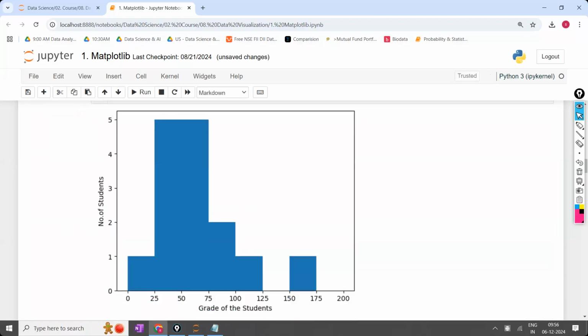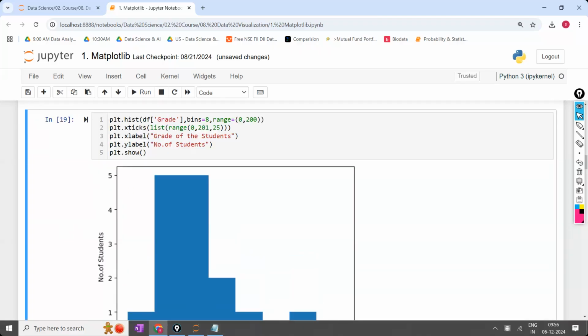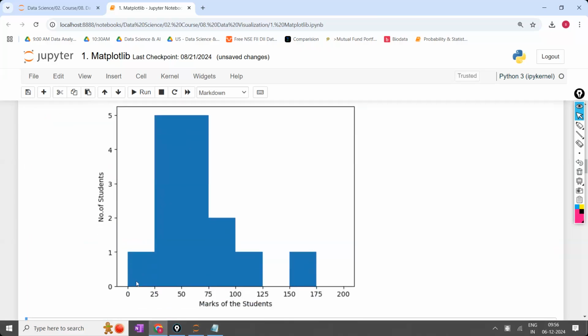So now, if you save this plot, it will have the meaning, so that they'll understand, okay, grades of the student. So grades or marks. Okay, marks of the students. And how many students have got between 0 to 25? One student. 25 to 50, 5 students, 50 to 75, 5 students. So from this we can clearly understand that more number of students fall between 25 to 75. That is the observation analysis.